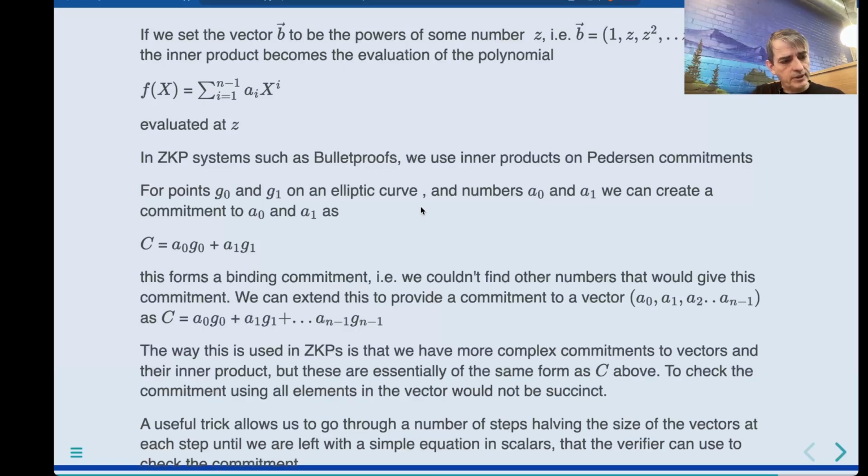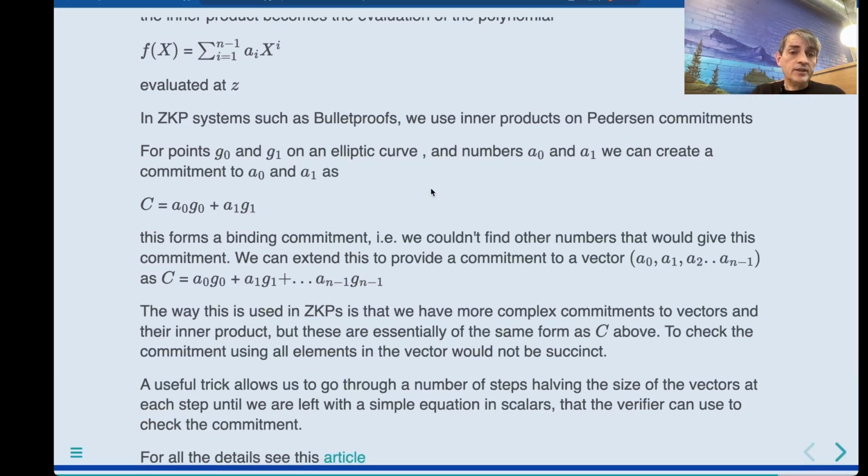I've spoken about elliptic curves, the fact that the points on an elliptic curve form a group. We also have the idea of generators. And we can form commitments to points on curves, as you can see here. The idea of the binding commitment means that if we get a commitment to particular numbers from a curve, then we couldn't find any other numbers that would give us that commitment. That's the binding property of commitments.